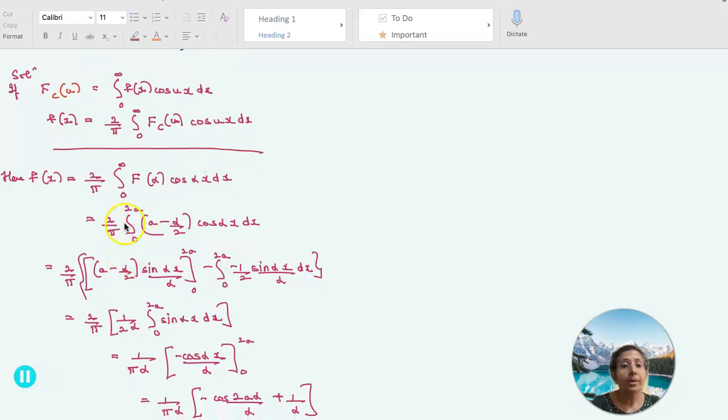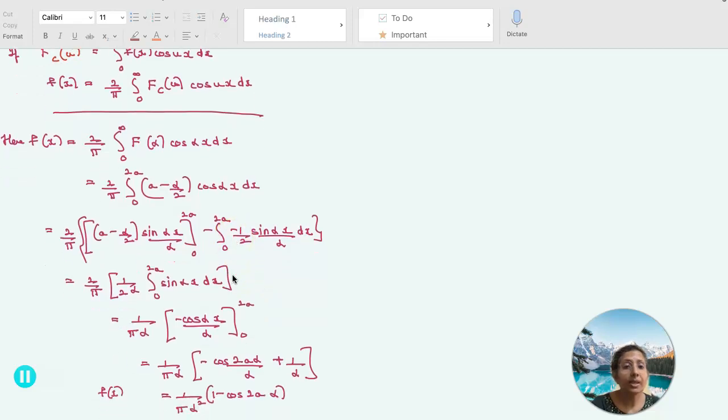So this is 2 by pi integrating by parts. The order is right, algebraic and trigonometric. So a minus alpha by 2 sin alpha x by x within the limit 0 to 2a minus integral 0 to 2a. Derivative of this will be minus half sin alpha x by x d alpha within the limit 0 to 2a.